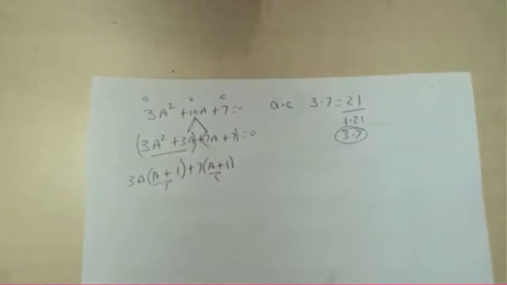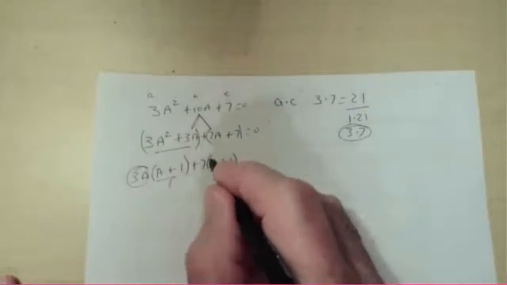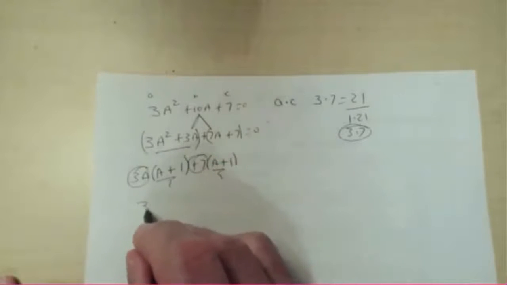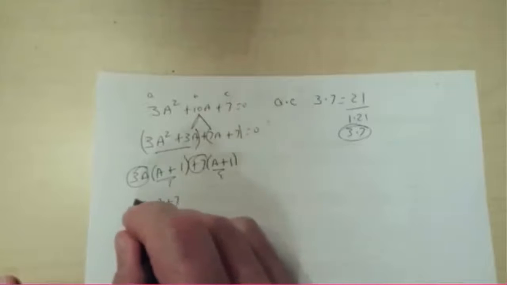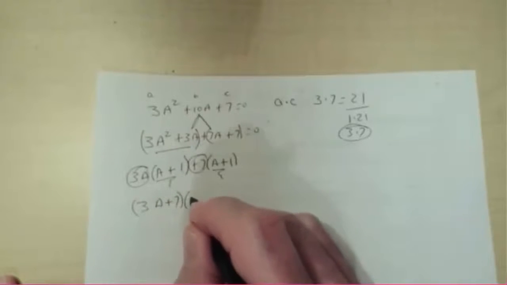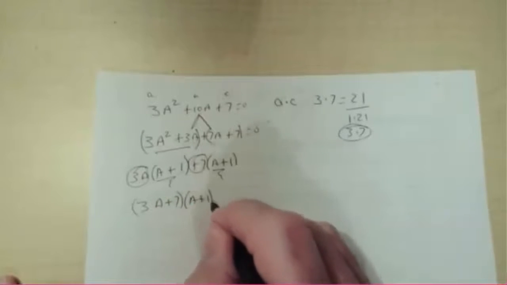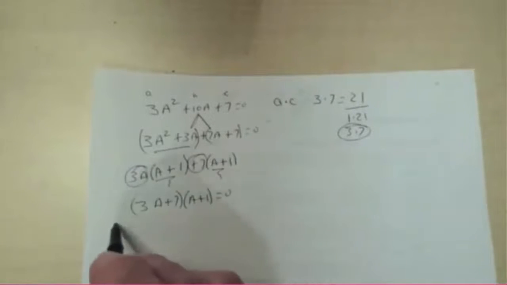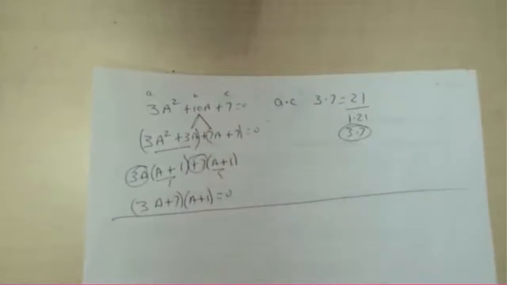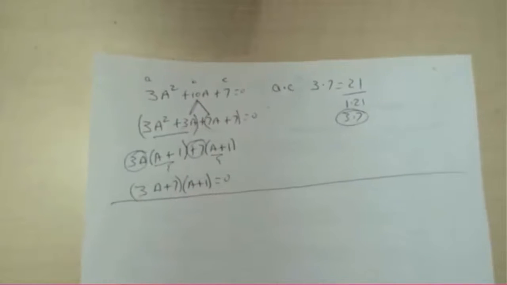Now we put these two together, 3a plus 7 times a plus 1 equals 0. Right? Right. Okay.